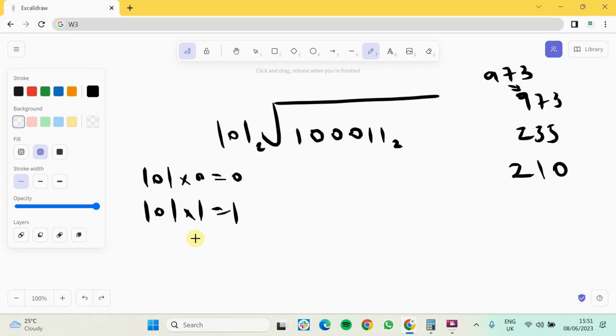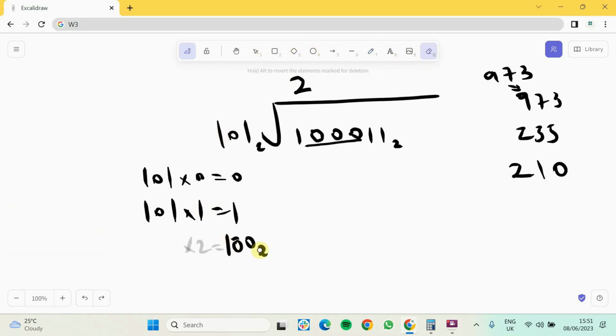Because if I multiply by 2, say I have 100 in base 2, and we had 1000 divided by 101, that means the answer will be 2. But that will be incorrect, because in base 2 the highest digit you should have is 1. So the highest multiple we can use is actually 1. Let's continue. By the time we keep on solving, it will become clearer.